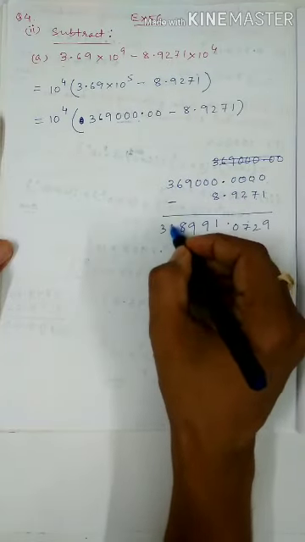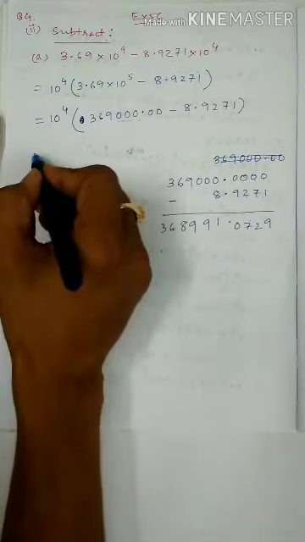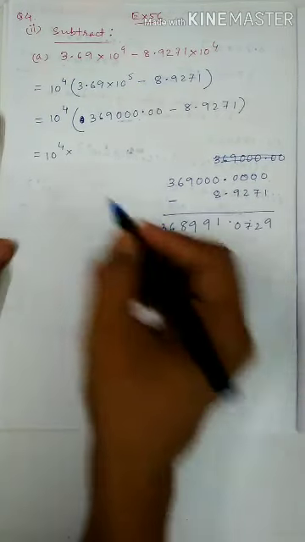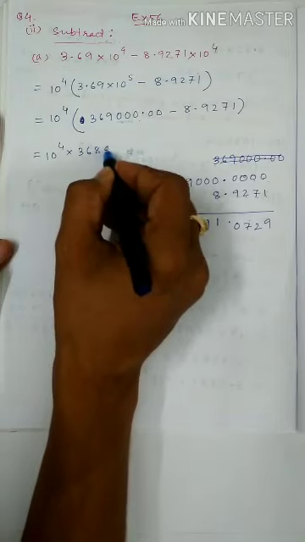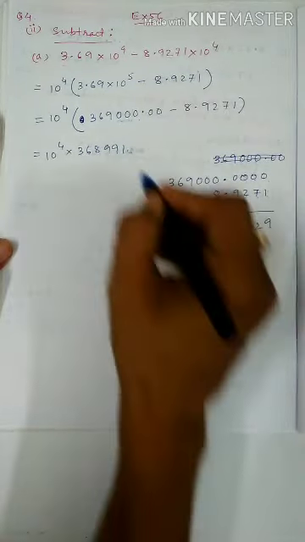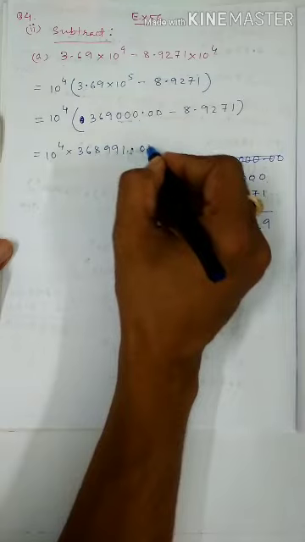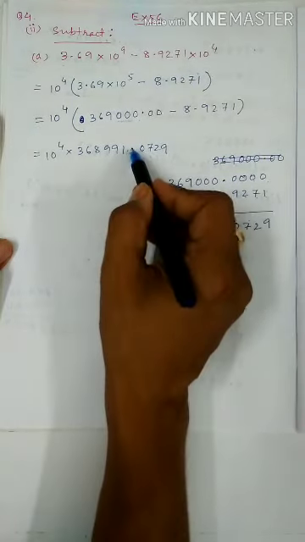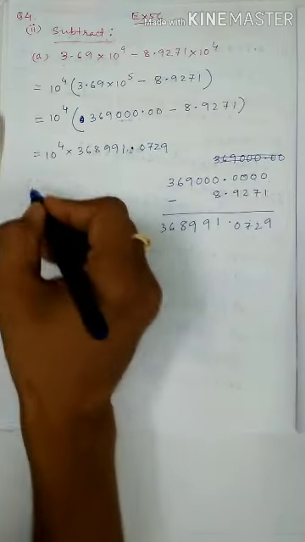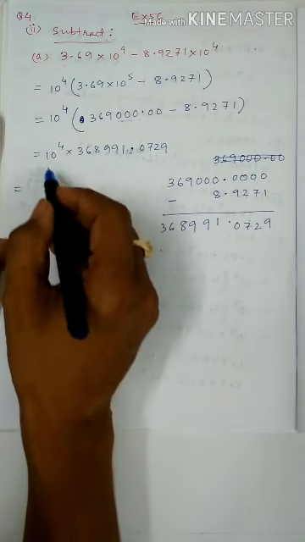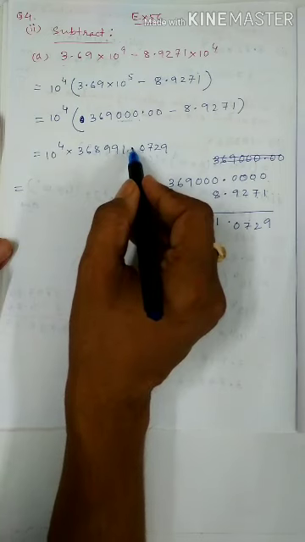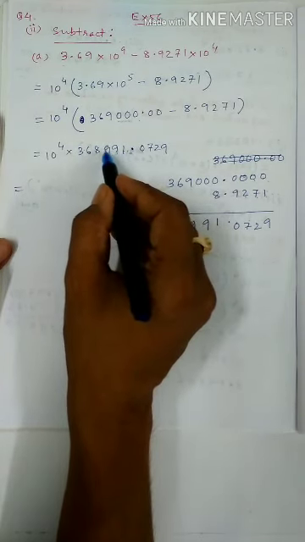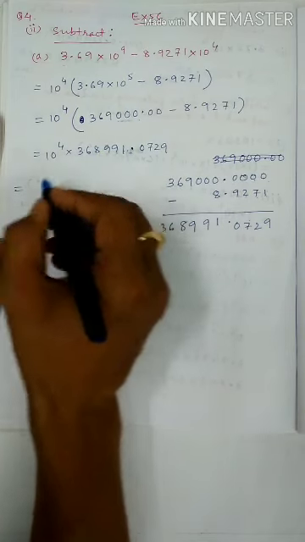Now 3, 6. So what is our value? We got 10 to the power 4 into 36891.0729. Correct? Now students, we have to convert this into standard form. So to convert this into standard form, what will we do? First we have to shift the decimal from here to here. That means 1, 2, 3, 4, 5 places. We have to shift 5 places.